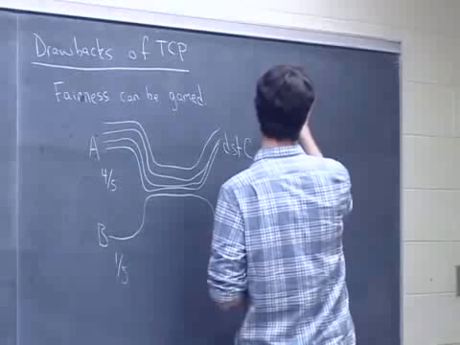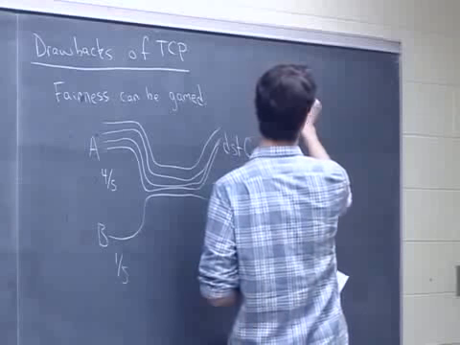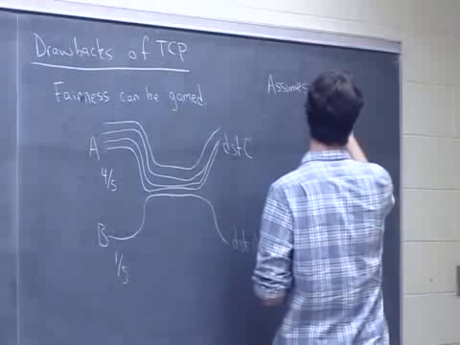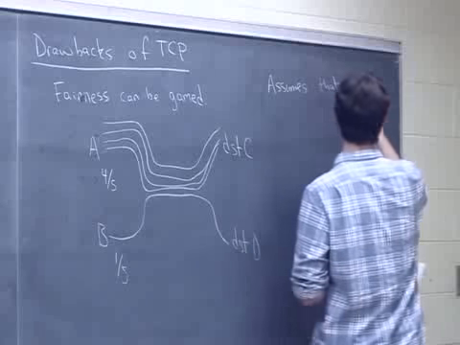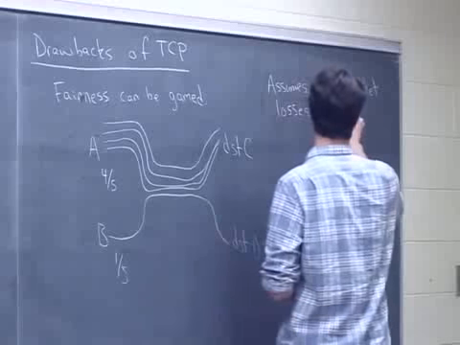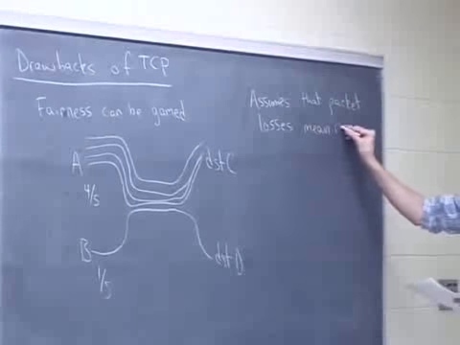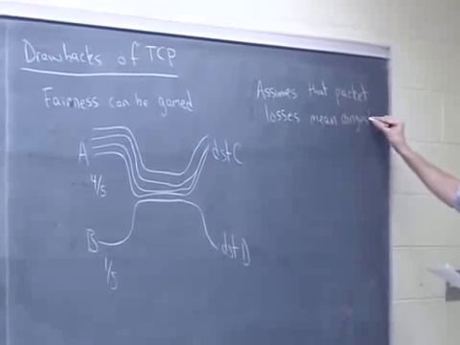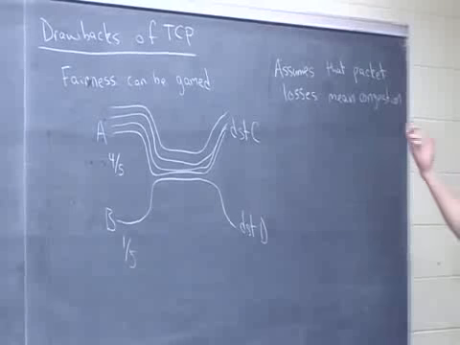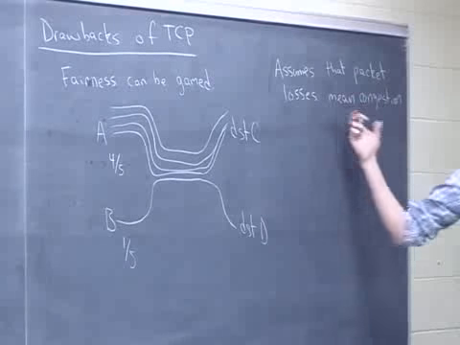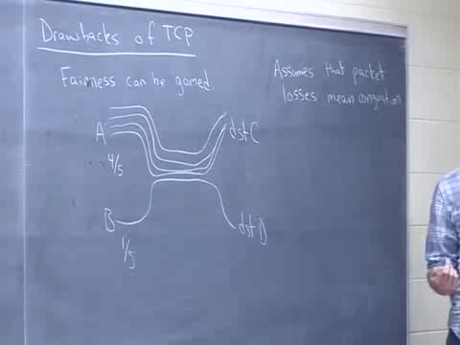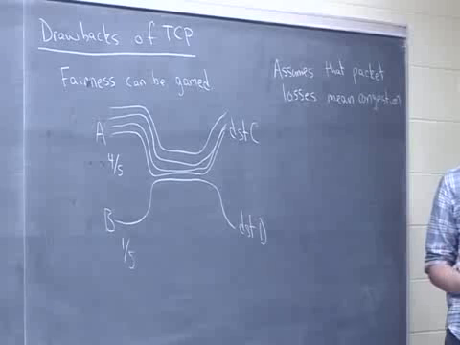drawback. So the second drawback is that TCP assumes that a packet loss means congestion. All right, but this isn't necessarily true. So for your homework assignment, I asked you to think about this type of scenario when you have a wireless link. And wireless links tend to have pretty high loss rates because of things like interference and so on.